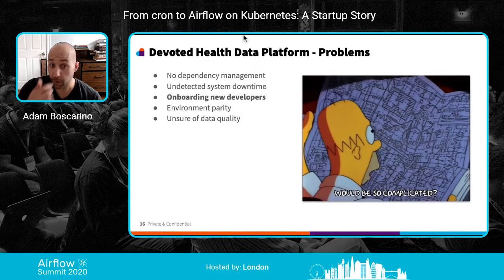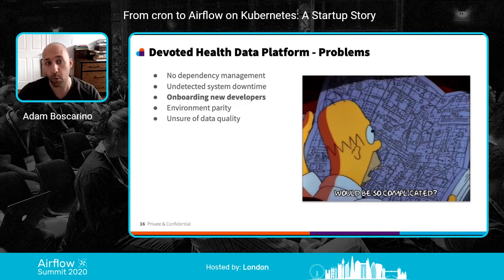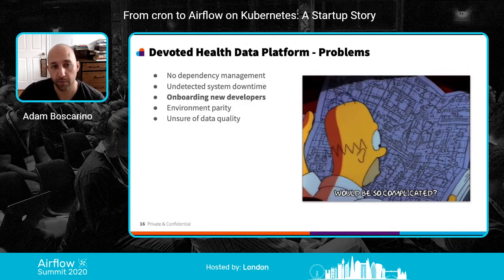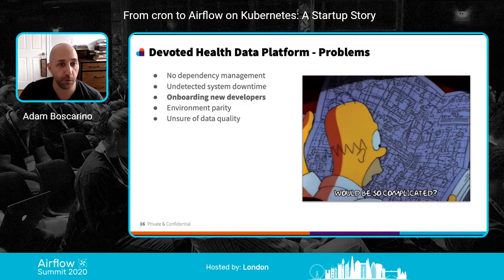So now we know our Airflow is running, we know our DAGs are running, but we still have the challenge of onboarding new users. Pipelines at Devoted can be written by data engineers, data scientists, analysts, or other teams. And like I mentioned, each of our data pipelines in our own platform are unique depending on the developer who wrote them. Additionally, Airflow itself can have a steep learning curve for newcomers.